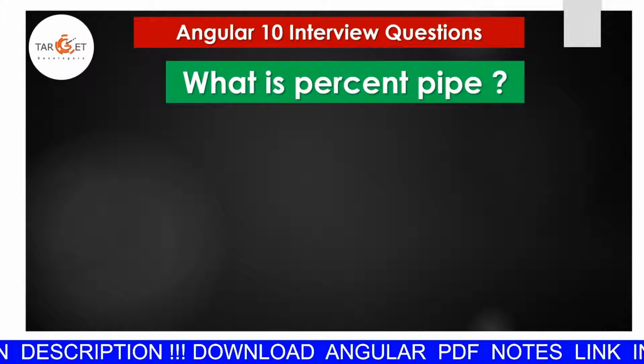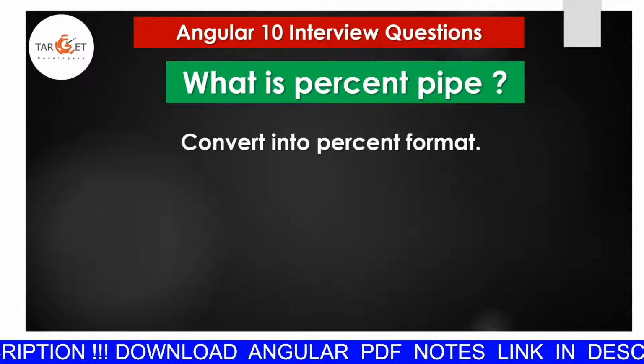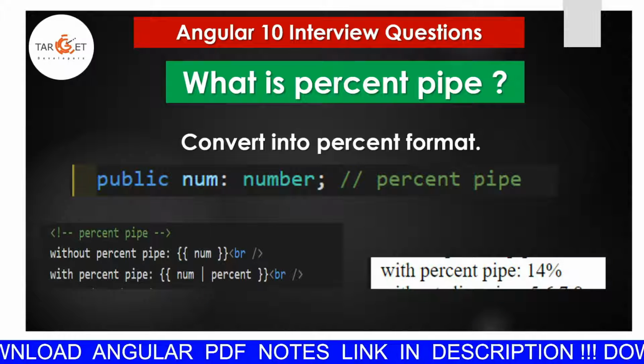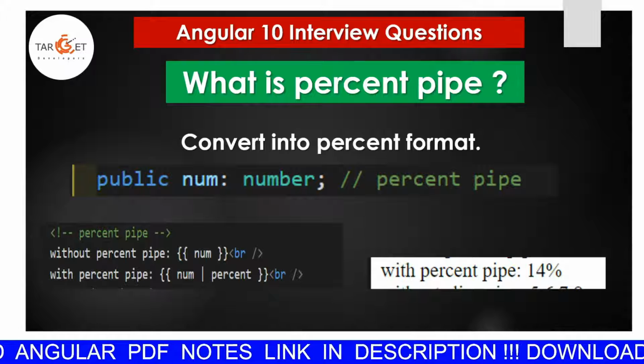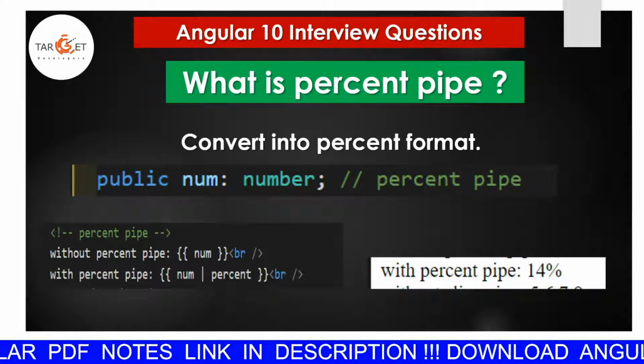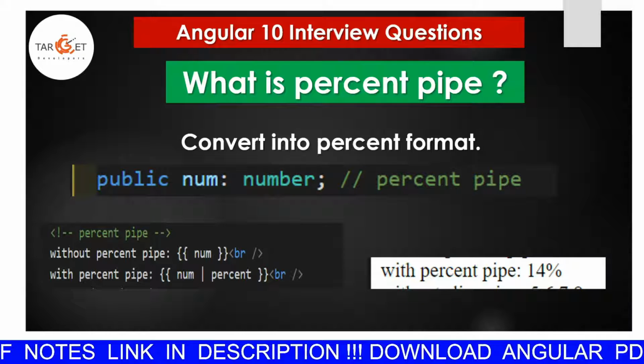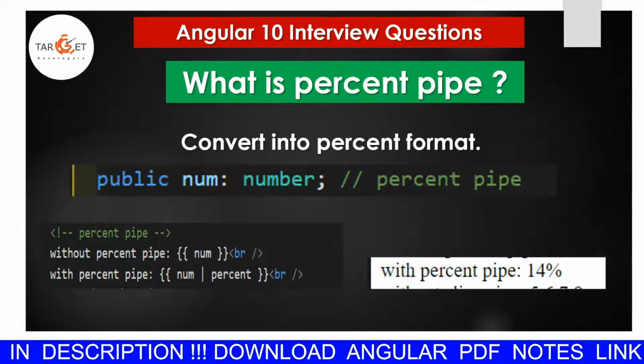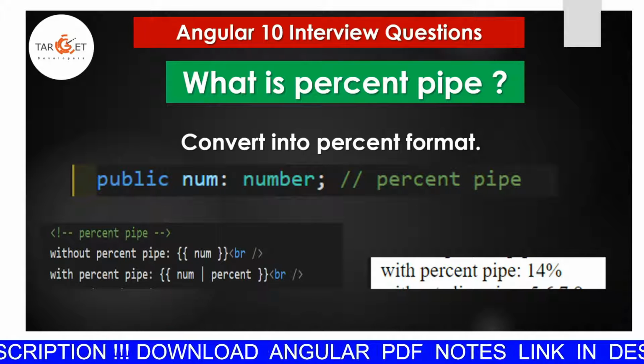What is the percent pipe, guys? It converts to percent format. If we take a variable like num of number type, we use the percent pipe, num | percent. You can see it converted into 14%. If we take any number, it will convert to that format, guys. So it is a very easy pipe, the percent pipe.